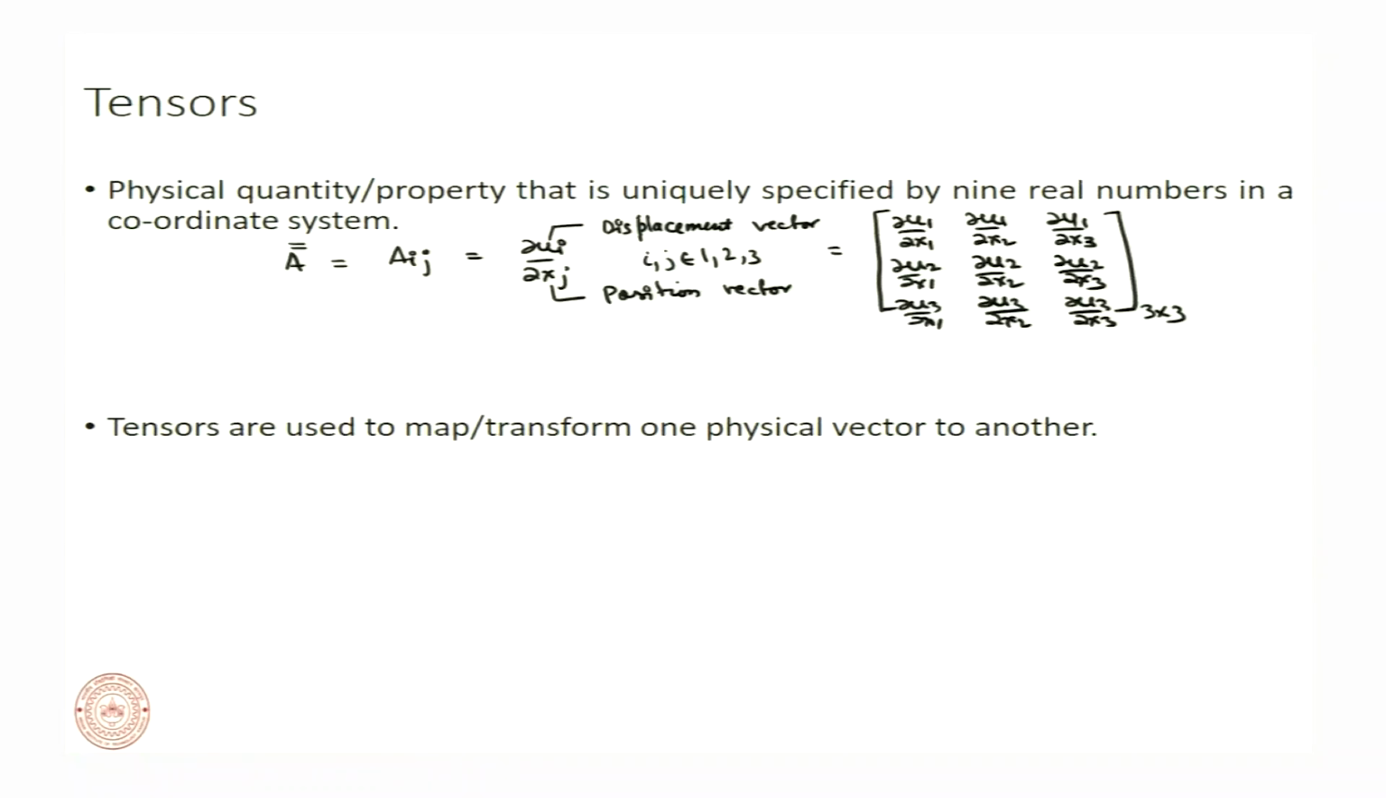Tensors you can see is a relation between 2 vectors, and therefore tensors are said to be a map that transforms one physical vector to another physical vector. Right. For example, in this case, this is called the displacement gradient. So this is a displacement gradient tensor. Okay. So the displacement gradient tensor A will map the position to the displacement.